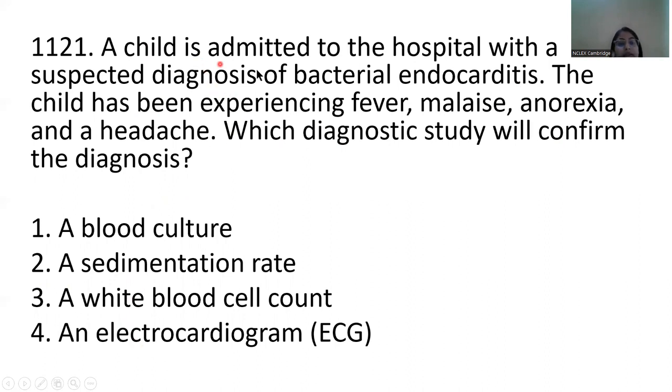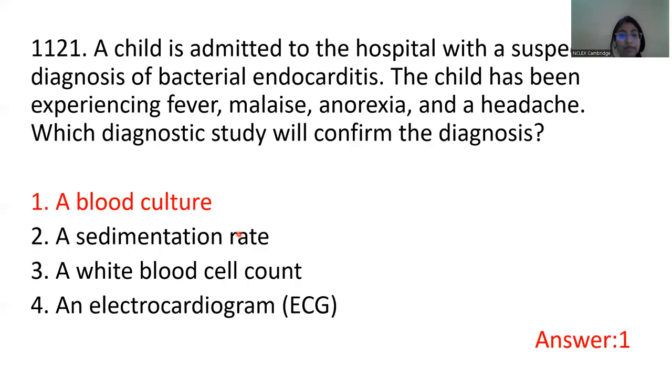So, a child was admitted with suspicion of bacterial endocarditis. So we can see that there is a doubt of bacterial endocarditis, and we have to confirm what the cause of this condition can be. If there is infection, obviously we have to check which organism is causing the infection. So we will do a blood culture to see what type of bacteria is causing the endocarditis. So the option is blood culture, which is correct. Now we will see the rationale.